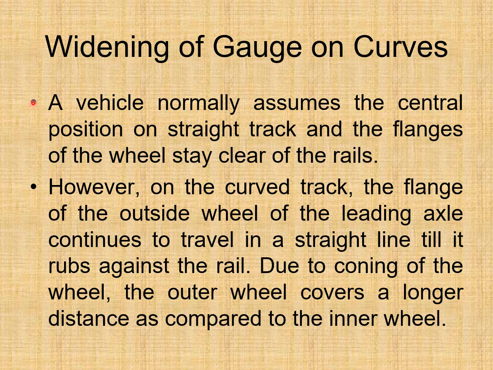A vehicle normally assumes a central position on straight track and the flanges of the wheel stay clear of the rails. However, on the curved track, the flange of the outside wheel of the leading axle continues to travel in a straight line till it rubs against the rail. Due to coning of the wheel, the outer wheel covers a longer distance as compared to the inner wheel.